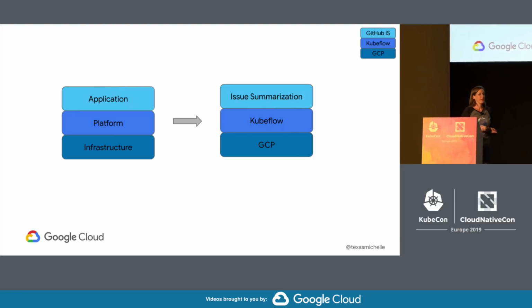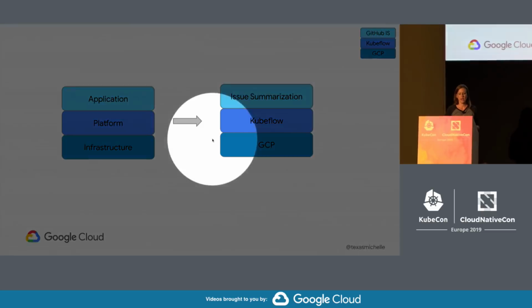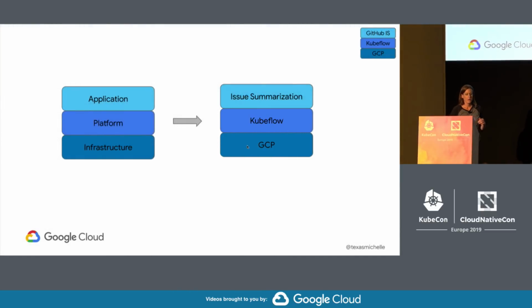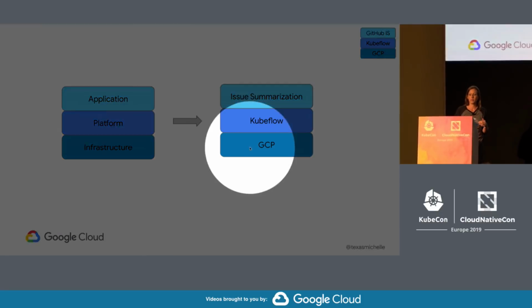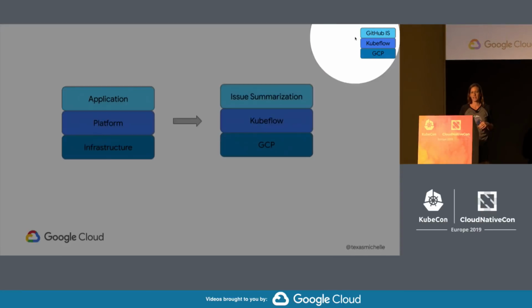So a few housekeeping items before we get started. We're going to be talking about a few different layers. We have our infrastructure layer, that's GCP. We have our platform layer, that's Kubeflow, that runs on top of GCP. And then we have our application layer. And today we'll be building an app that can summarize GitHub issues. So on a few of the slides, I'll be talking about each one of those layers in the stack, and you'll be able to tell which one because it'll be highlighted up at the top corner.